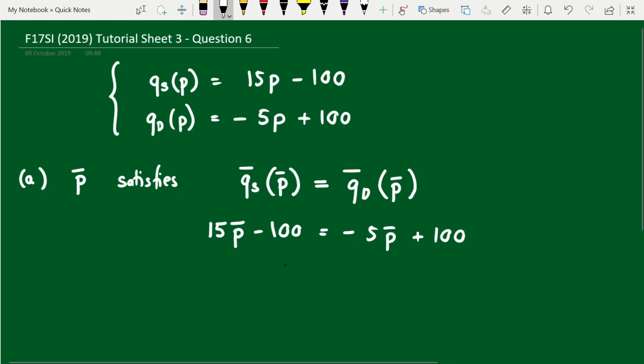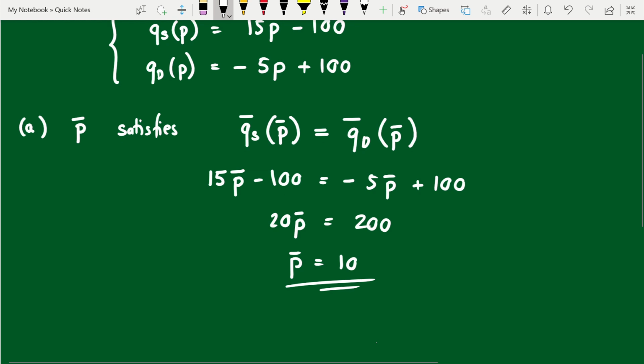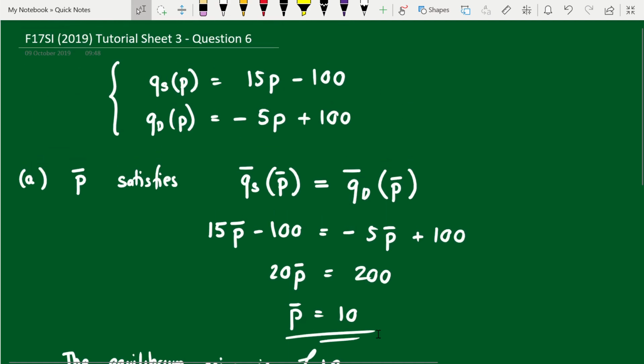If we process this equation, we can simplify it. We get 20p bar is equal to 200, and that simply tells us that P bar is equal to 10. So 10 is the equilibrium price, and in this particular question the equilibrium price is in pounds sterling, so the equilibrium price is £10 sterling. The corresponding equilibrium commodity value can be achieved by putting this equilibrium price back into either of the two equations with which we began.